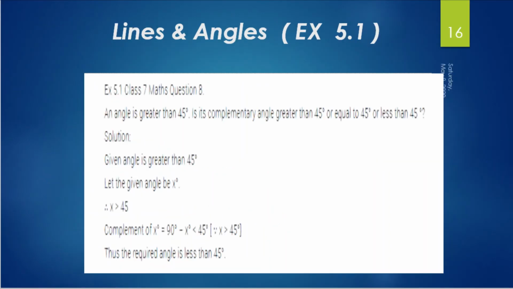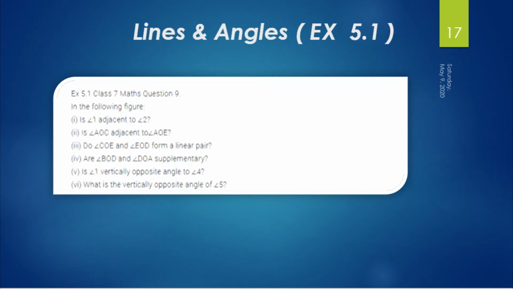Moving to question number 8. An angle is greater than 45. Is its complementary angle greater than 45, equal to 45 or less than 45? The given angle is greater than 45. Let the given angle be x, which is greater than 45. So the complement is 90 minus x, which is less than 45. So the required angle is less than 45.